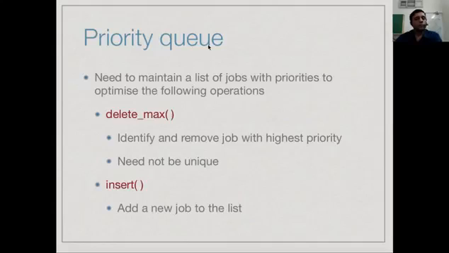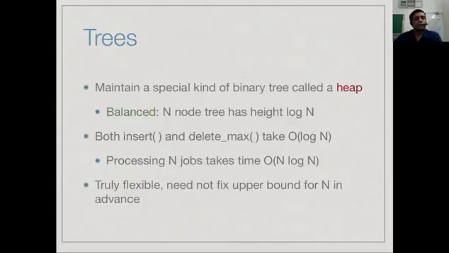Therefore, we need an operation called delete max, which will search for the highest priority job among those that are pending and schedule it next. And we obviously have an insert operation which adds these jobs dynamically as they arrive. So we saw last time that a linear structure will not allow us to simultaneously optimize these two. We end up with an order n operation for delete max or an order n operation for insert.